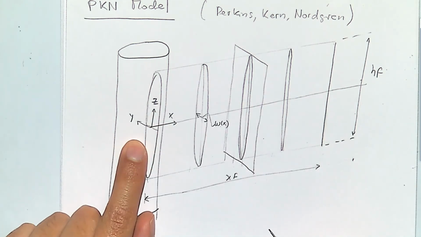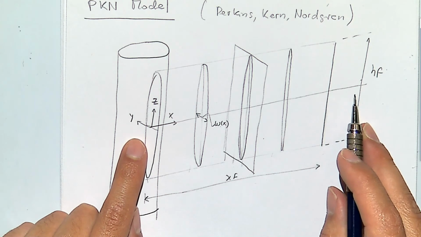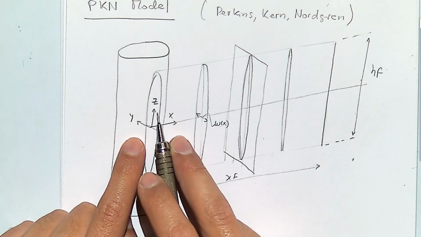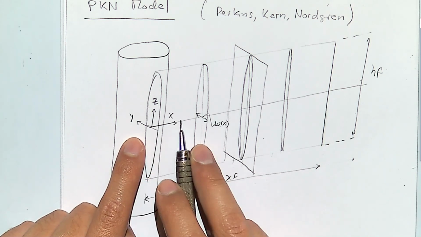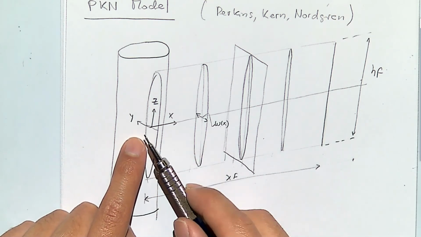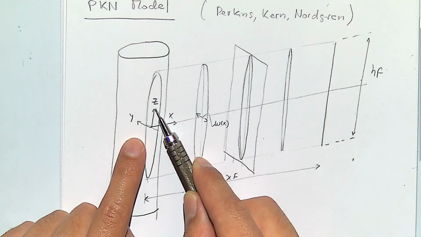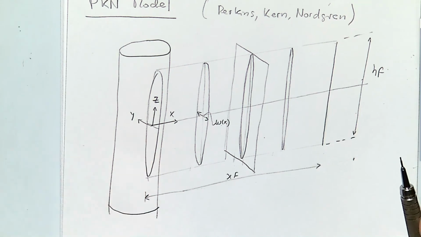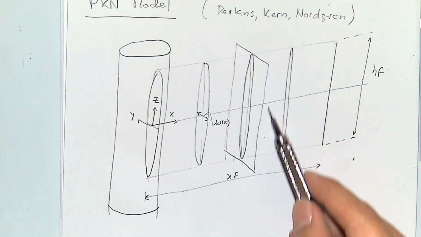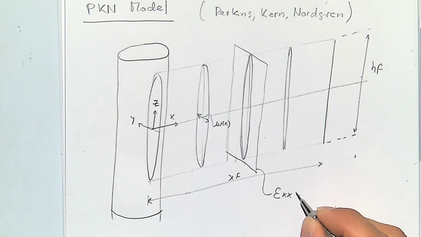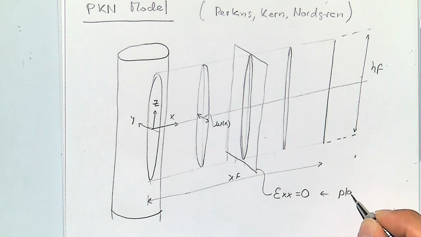It moves just in the plane YZ. Anywhere inside along the fracture, there is just movement in direction YZ. There is no movement in direction X, so there is no strain in direction X. There is just a strain epsilon YY, epsilon ZZ, and epsilon YZ, for example, but there is no epsilon XX. So this is just plane strain on this plane. So epsilon xx is equal to 0, and this is what is called plane strain.